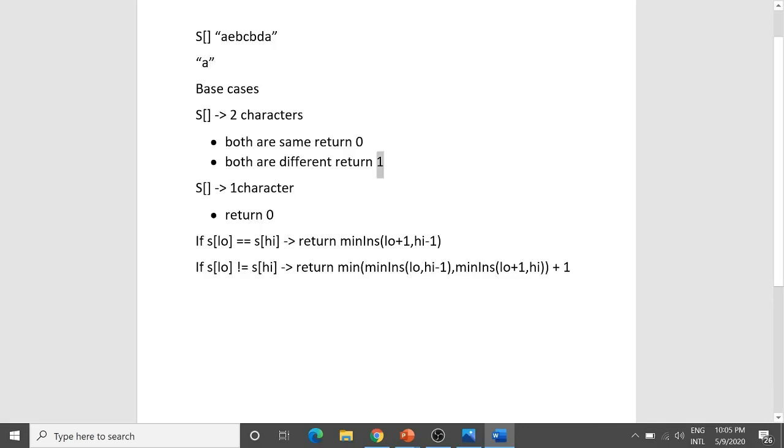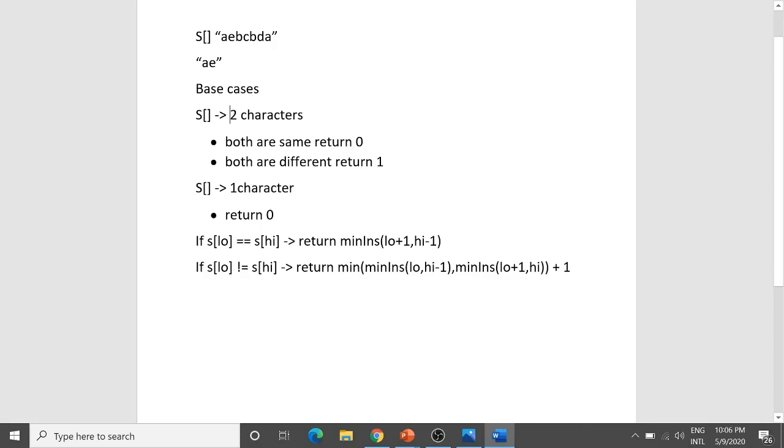So what does this 1 signify? This 1 signifies that if I am left with 2 characters and I need to make some number of deletions to make that string a palindrome, I need to delete 1 character out of it. So this 1 tells that the minimum number of deletions to make a string of 2 characters into a palindrome is 1. Now the third base case would be if I am left with only 1 character. The first base case was 2 characters, both are the same. The second base case was 2 characters, both are different. The third base case is we are left with only a single character.